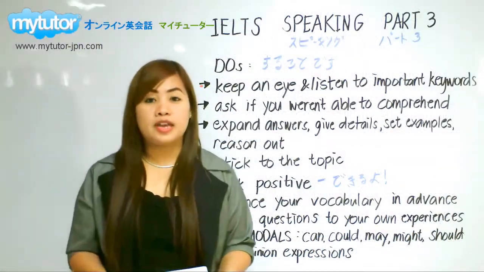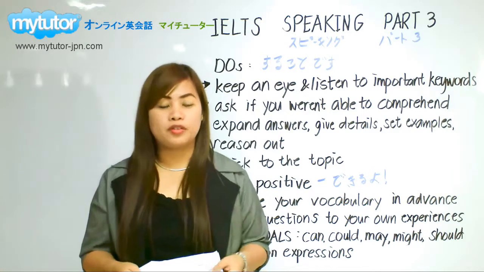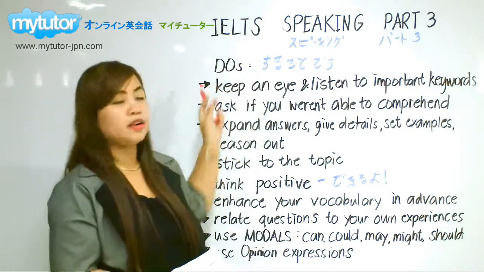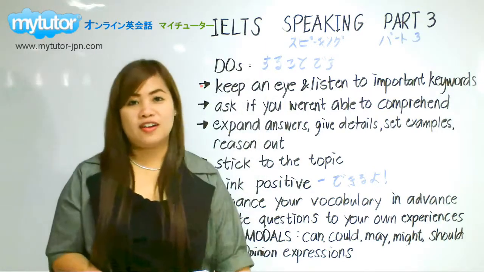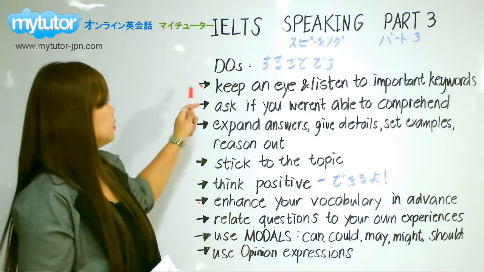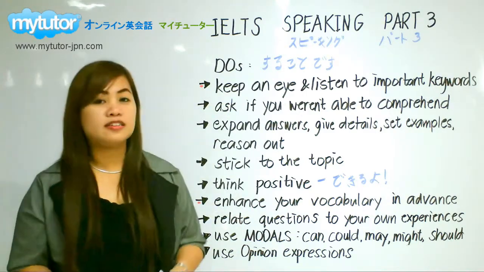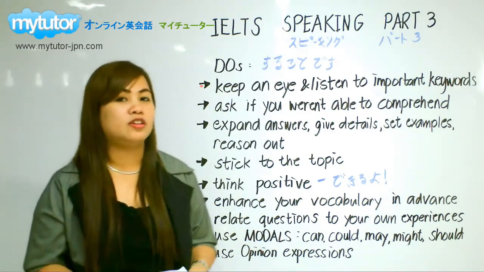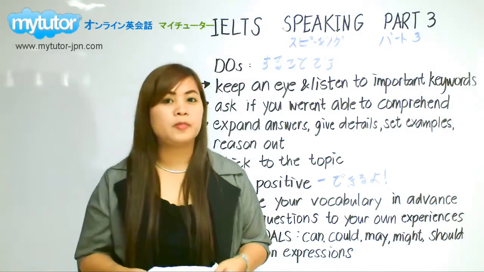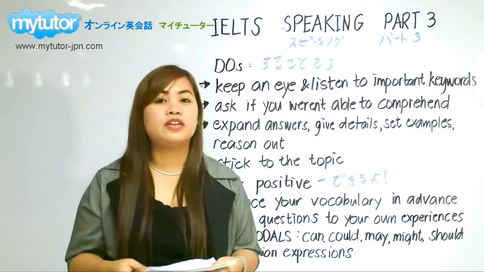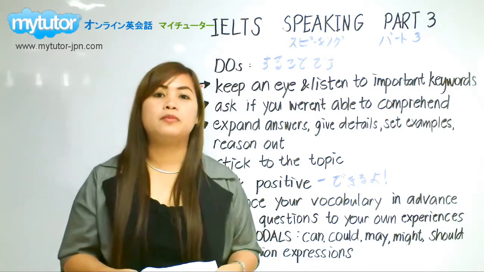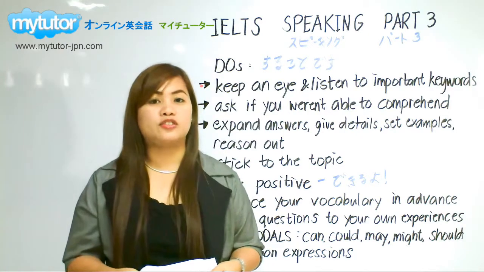Now let's talk about the things that we should do in part 3 speaking of the IELTS. 今、この part 3 の speaking のすることを話しましょう。とりあえず、first, you have to keep an eye out and listen for the important keywords. When the examiner starts asking you questions, you have to listen very carefully, understand the question, so that you will be able to give the appropriate answers.